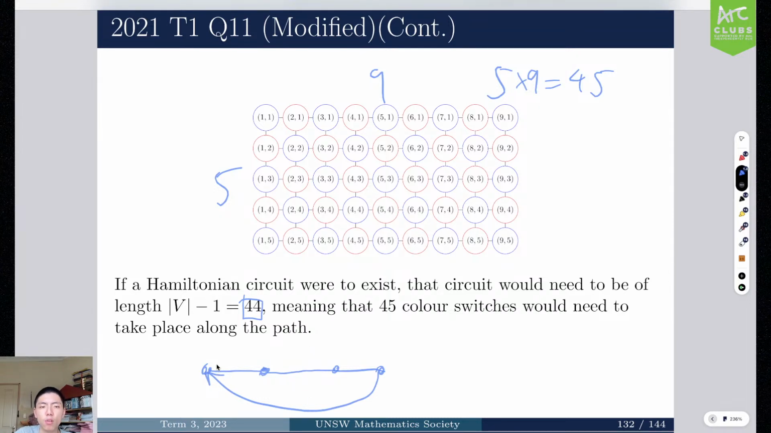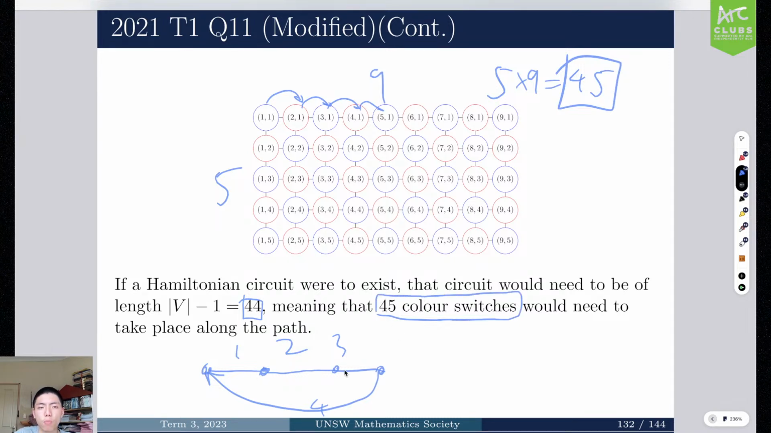That means that we would have 1, 2, 3, 4 if there were 4 vertices, and if there were 45 vertices that we needed to traverse, then we will need to have 45 color switches, because every edge that we go across leads to changing from blue to red, from red to blue, blue to red, and so on, right? So if there are exactly 45 points that we need to cover, and we need to go back to where we started, then there would have to be 45 color switches, because there are 45 points that we're covering.